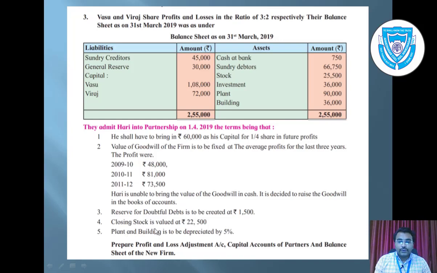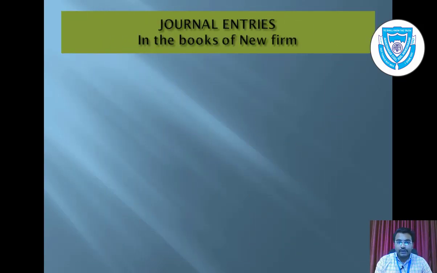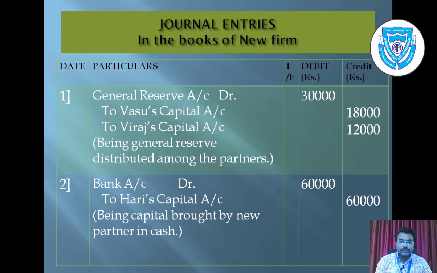Then number 5 is regarding the plant and building, depreciated by 5%. On 90,000 it will come to 4,500, and on 36,000 it will come to 1,800. So like this, these adjustments have to be effected in the journal entries.